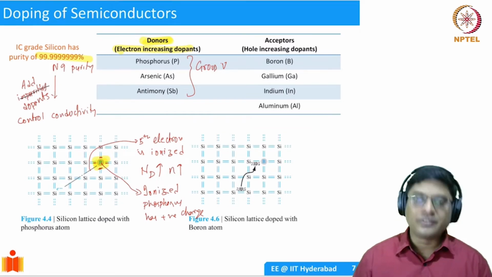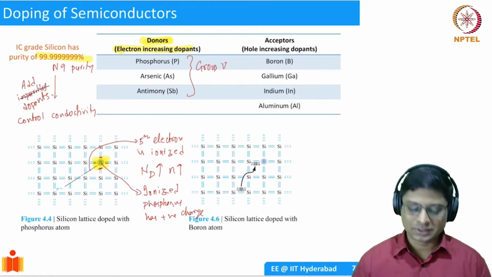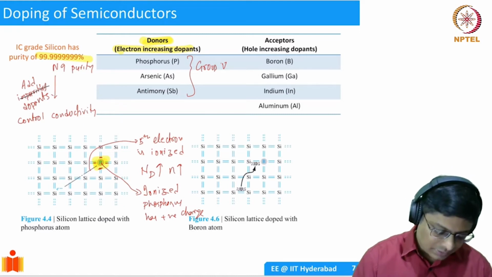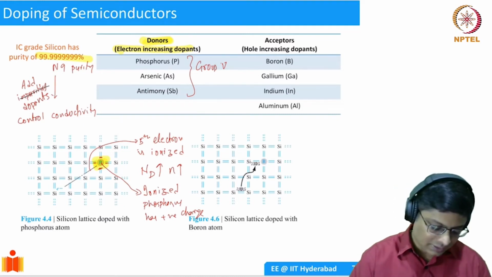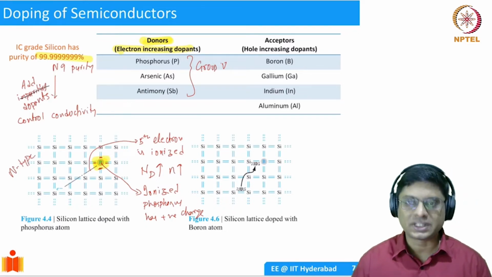donor atom. Okay. Whenever you dope a semiconductor with donors, we call it N-type semiconductor. N-type means basically it has a lot of electrons. Okay, this is an N-type semiconductor. It has more electrons than holes.